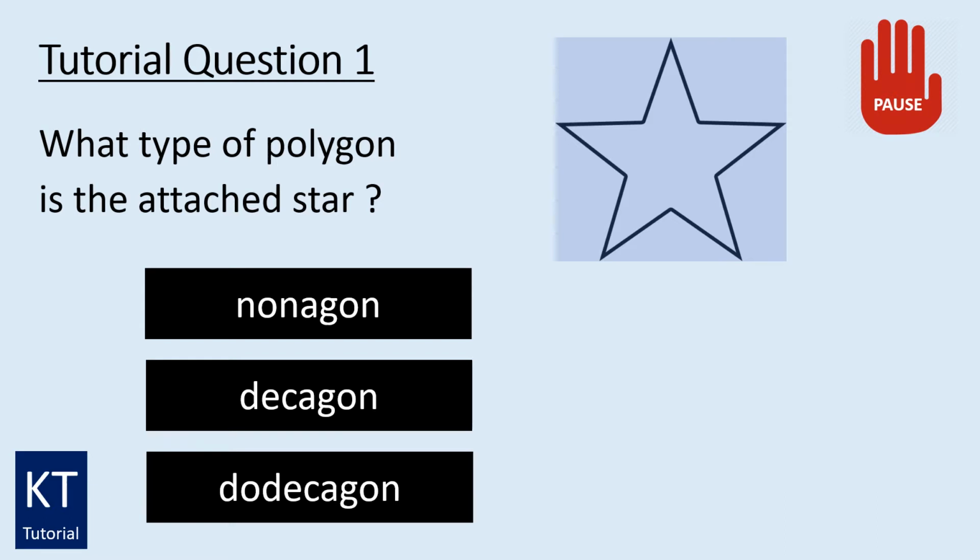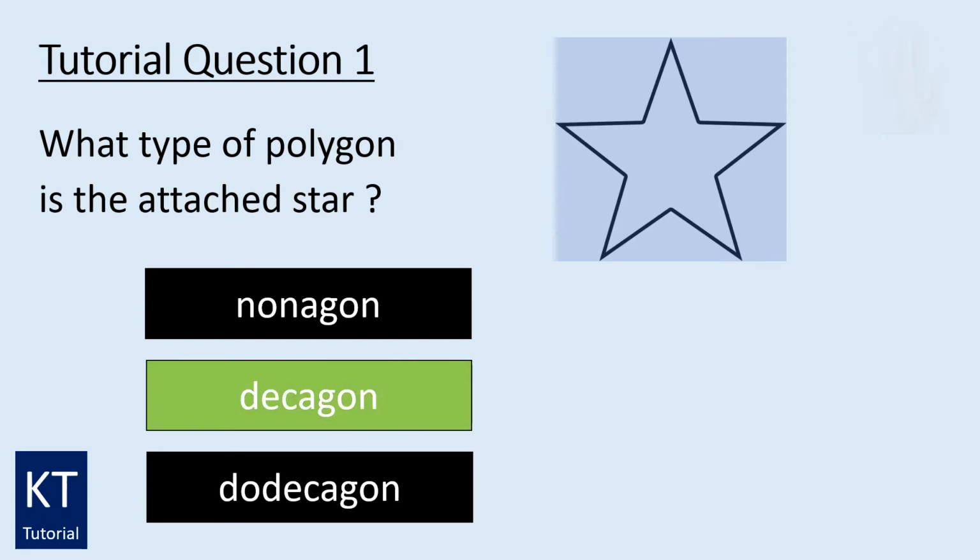What type of polygon is the attached star? To get to the answer, you would have to take count of the number of sides on the star. It being 10, it should be a decagon.